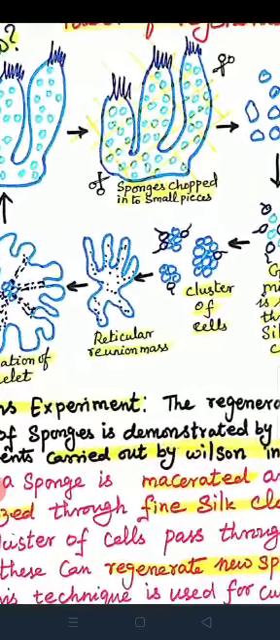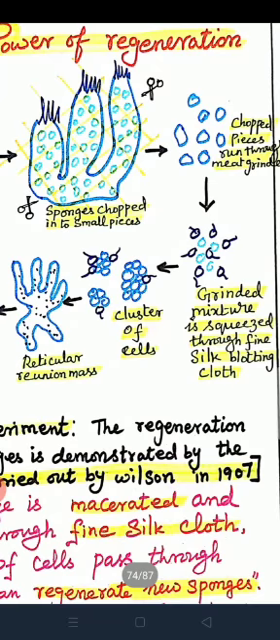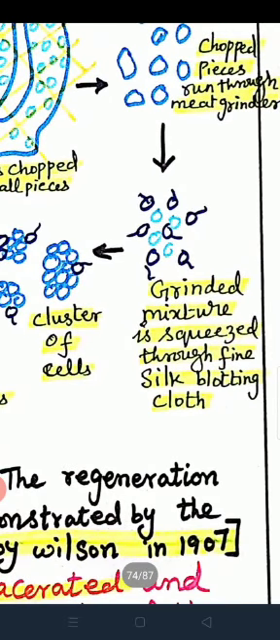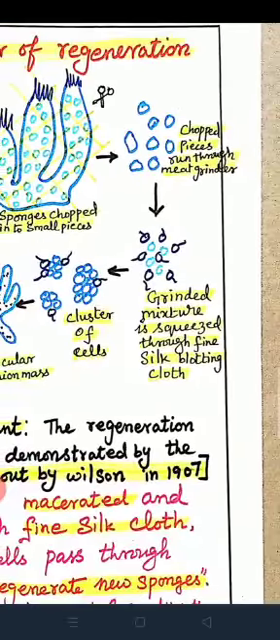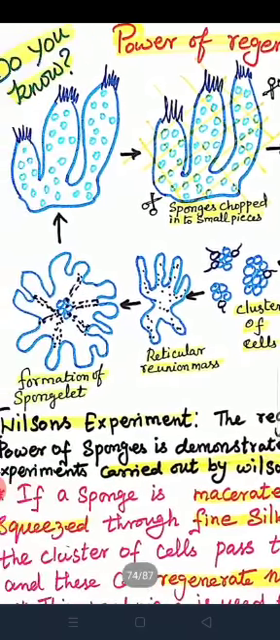See the diagram. Sponges are chopped into small pieces. Then the chopped pieces run through the meat grinder. Step 3, that ground mixture is squeezed through fine silk blotting cloth. Then step 4, the clusters of cells pass through to the next stage because they can regenerate as a reticular mass. At last, it forms a spongelet which produces the sponge.